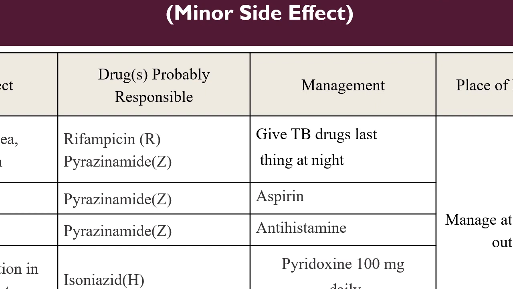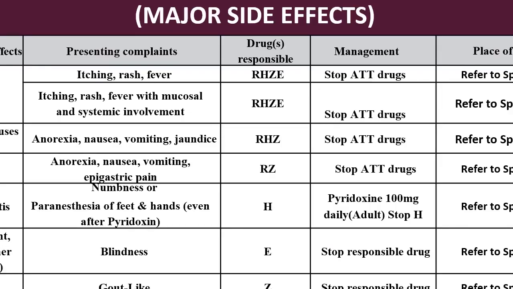All these side effects can be very well managed at the ART center as an outpatient. And the ART centers are now considered as BMU, so they are equipped to manage minor side effects. When the patient develops a major side effect, then he needs to be referred to a TB specialist. Now, the major side effects can be skin reactions. That includes skin rashes with fever or mucosal involvement. Any drug can be responsible for this condition.